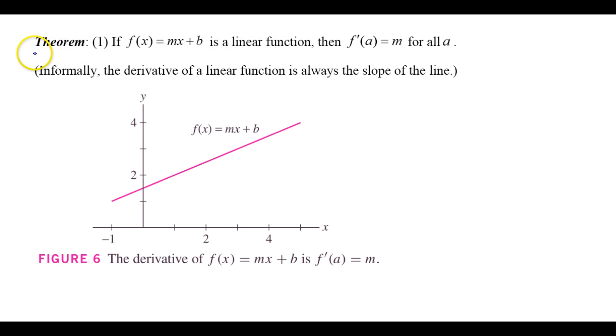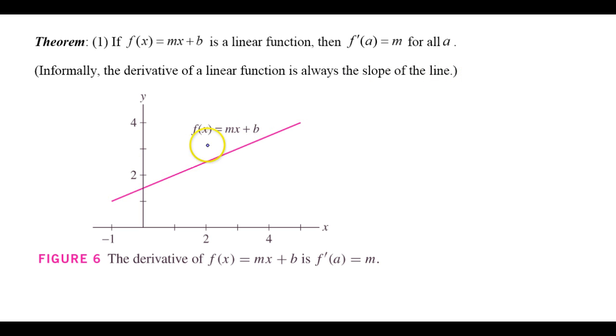Alright, so the last part to this section is that we're going to take a look at this theorem. And the first part of the theorem tells us that if f of x equals mx plus b is a linear function, then f prime of a equals m for all a. So let's think about what that means here. If we have some linear function, so this is in slope-intercept form, y equals mx plus b, then f prime of a, the derivative at a for all a, is m, where m is the slope of the line. So informally, what this says is that the derivative of a linear function is always the slope of the line.